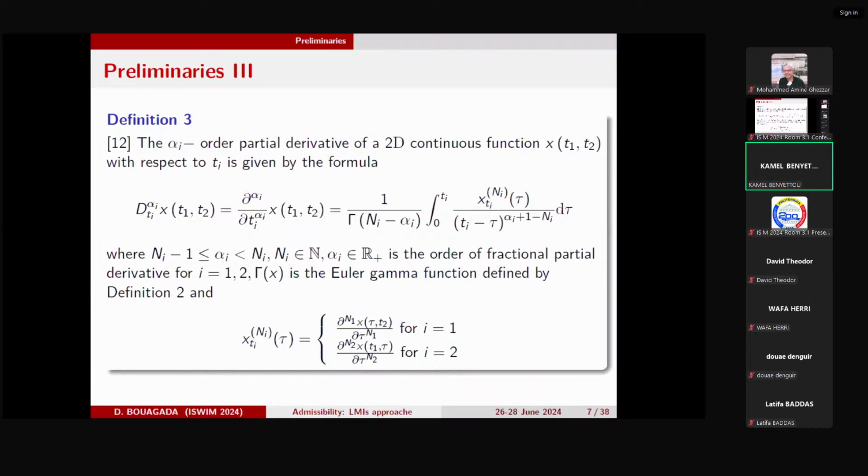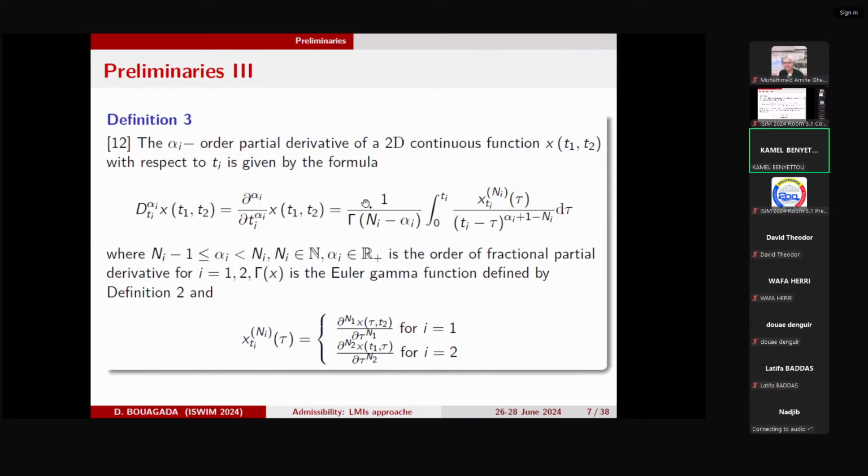Secondly, we present this new fractional derivative in general. In reality, this is a general derivative for a 2D continuous function x(t1, t2), which depends on two continuous variables t1 and t2. The partial derivative is defined by the following formula.